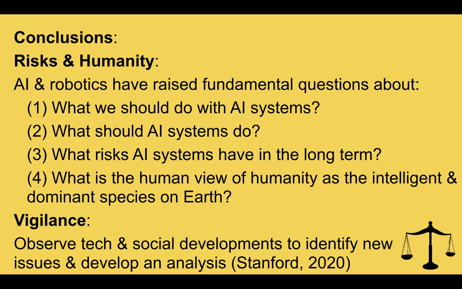Some other ideas about risks to humanity. AI and robotics have raised fundamental questions about what we should do with AI systems. What should AI systems specifically do? What risks do these AI systems have in the long term? What is the human view of humanity as the intelligent and dominant species on Earth as it becomes competitive with AI? And one of the big deals is that if AI becomes more and more intelligent, we need to be vigilant. We need to observe technology and social developments to identify new issues and develop an analysis that makes some kind of sense, and ideally curtail AI if it's getting out of hand.